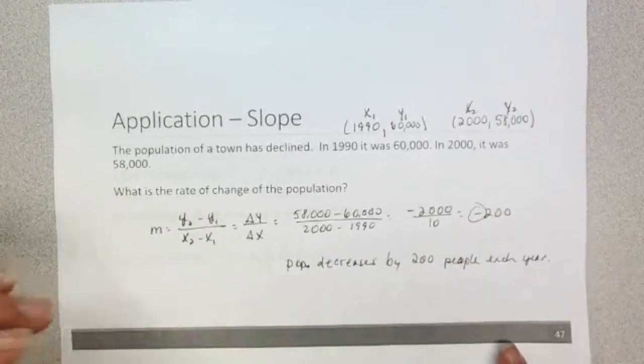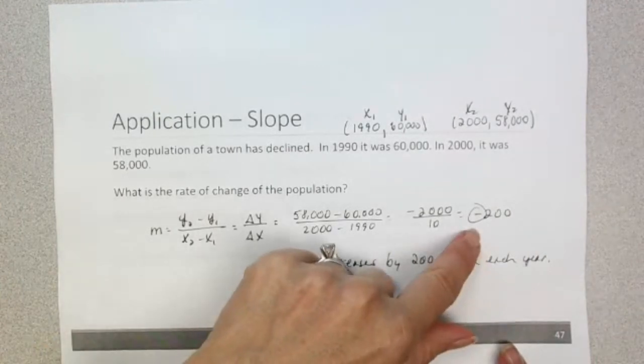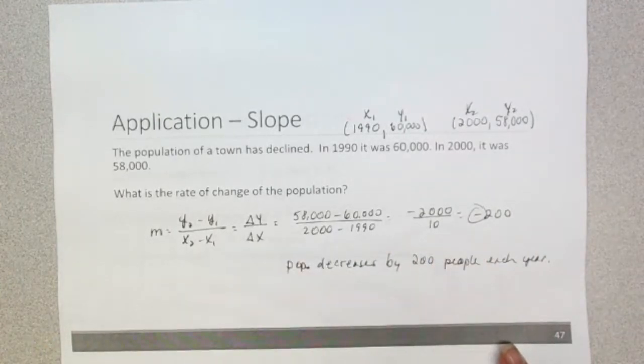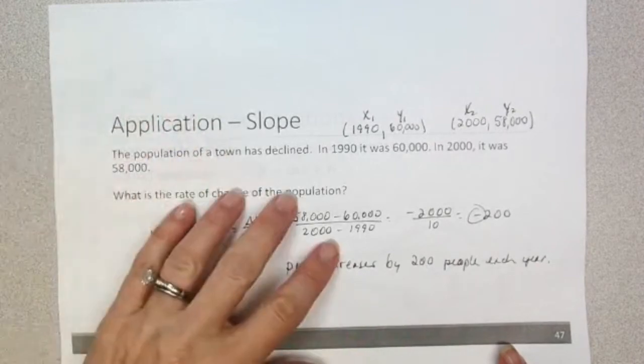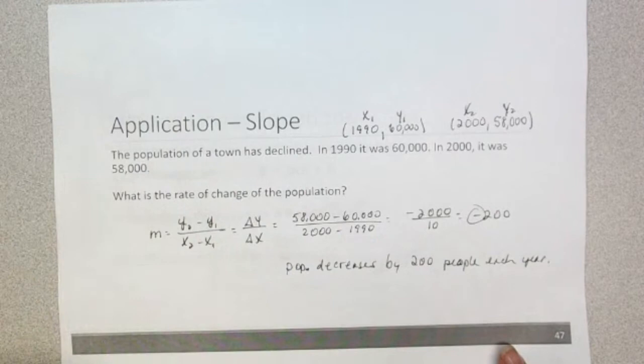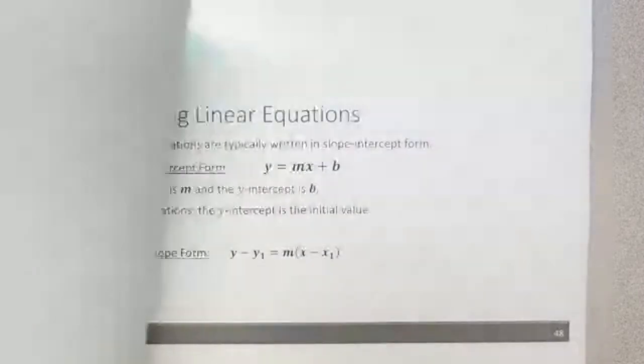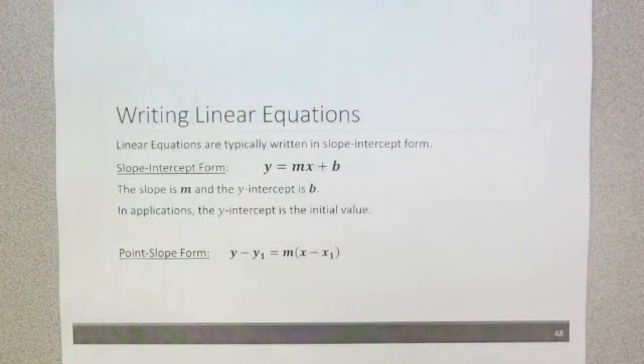Okay. If the population had been increasing, the slope would have been positive, right? We would have been adding 200 people each year, but in this case, it was decreasing. So 200 people were leaving, or we were subtracting 200 people from the population every year. So it was negative. All right, probably enough about slope for now. Let's move on to writing linear equations.